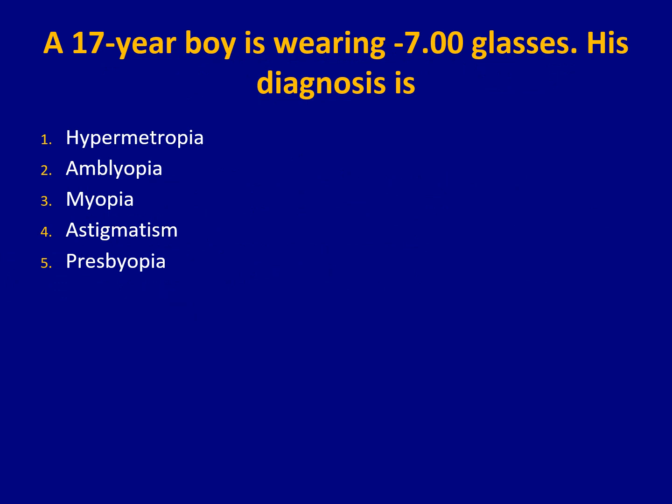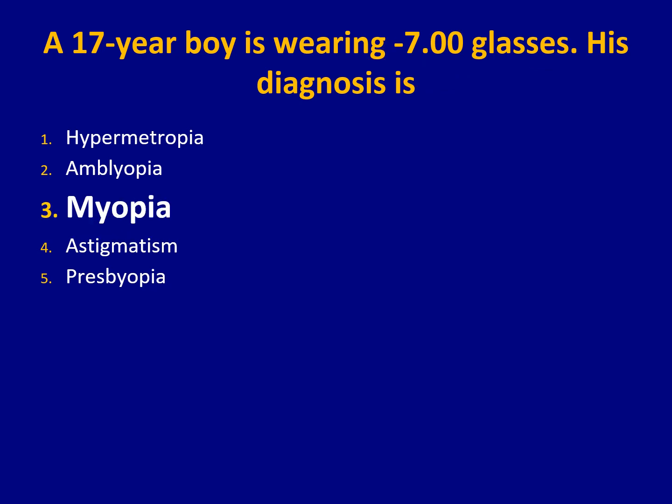A 17-year-old boy is wearing -7 glasses. His diagnosis is hypermetropia, amblyopia, myopia, astigmatism or presbyopia. From the previous slide, you might remember minus lenses or concave lenses are needed for myopia. So the answer would be myopia.